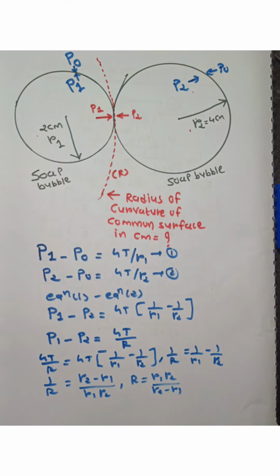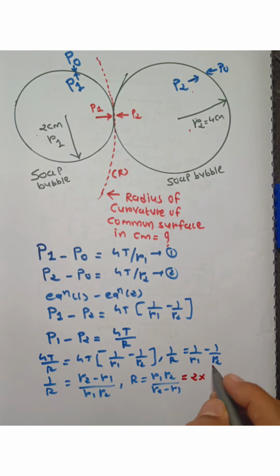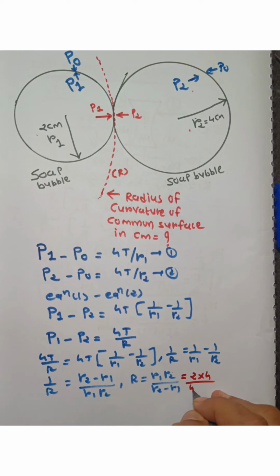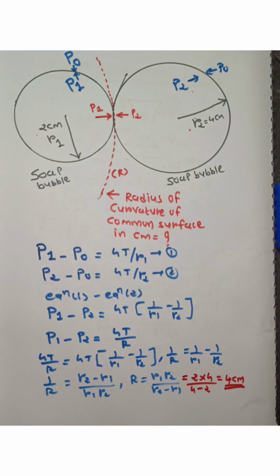Now substitute the values here. So 2 into 4 upon 4 minus 2. So 8 upon 2. So the answer is 4 cm. So the radius of the common surface is 4 cm.